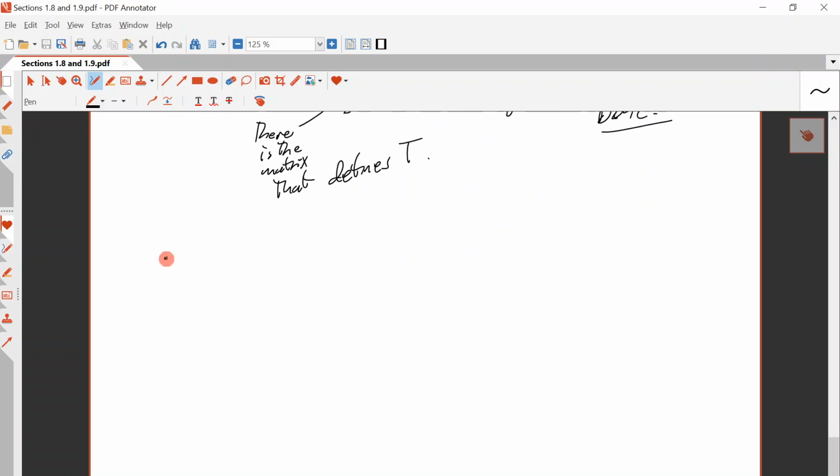So let's take an example. Consider the following matrix.